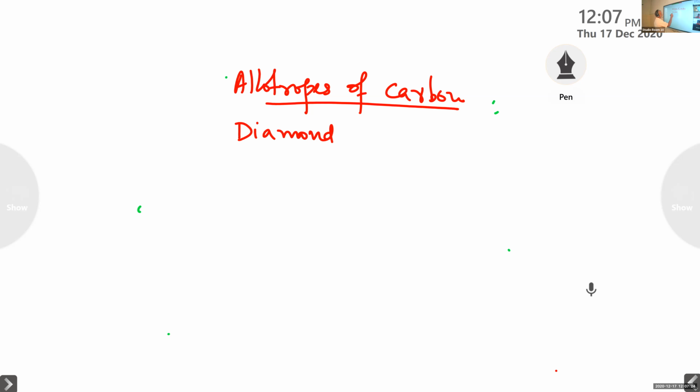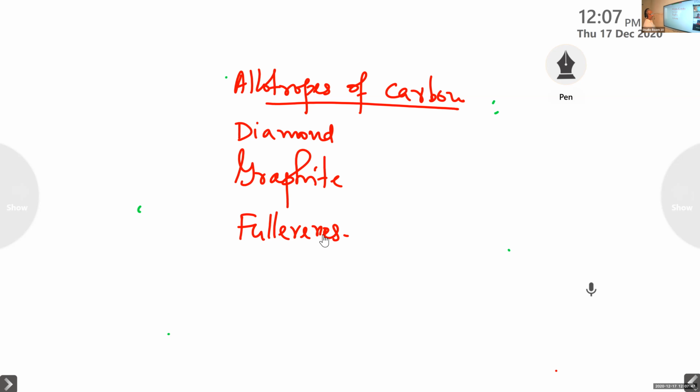Remember now? We have taken this in organic chemistry. It says graphite, catenation. We have already taken that. And fullerenes. So these are the 3 important allotropes of carbon. Diamond is the hardest naturally occurring substance.